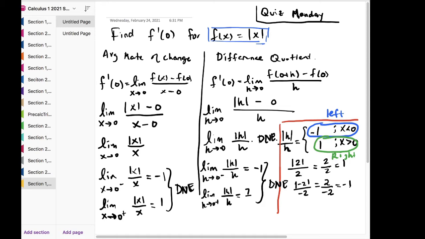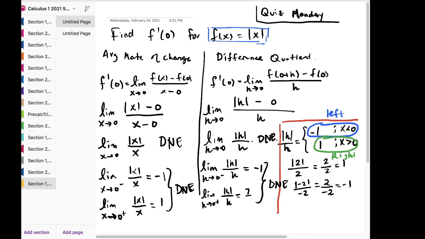Any questions about this? So when you see absolute value, it's a perfect example where you might need to use left and right limits.